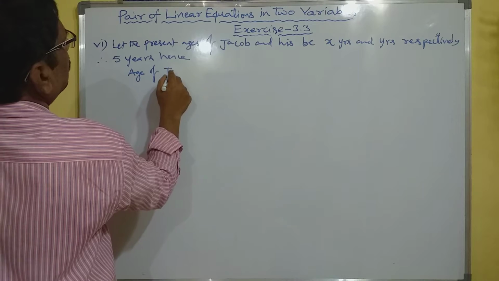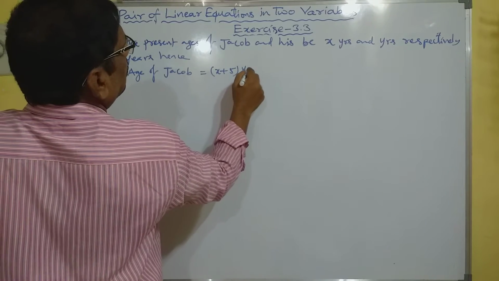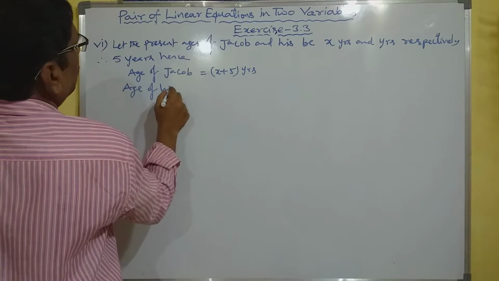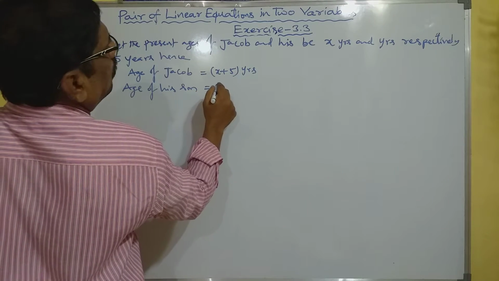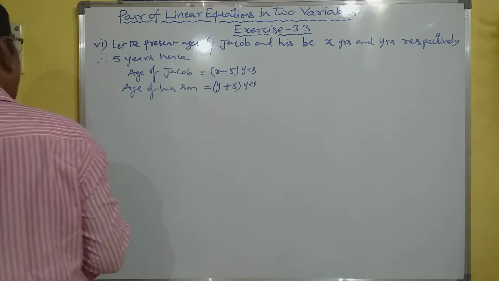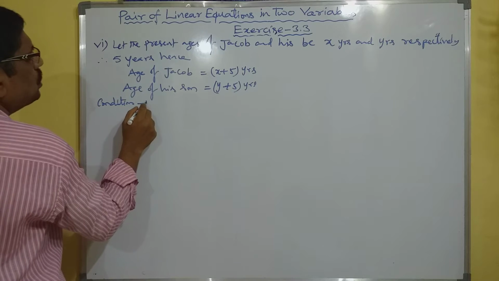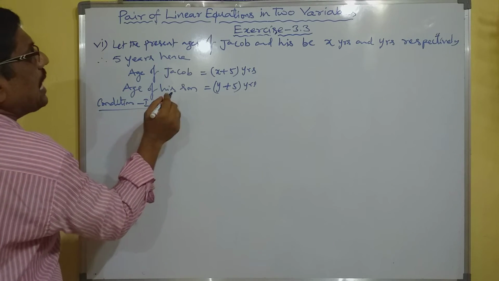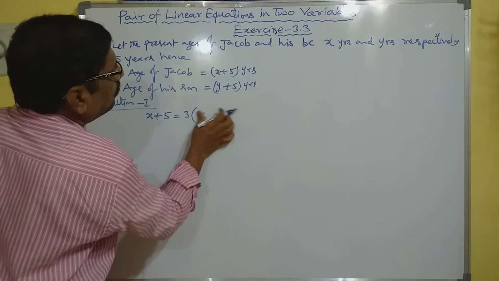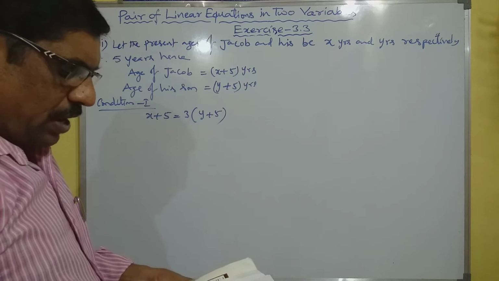Age of Jacob is equal to x plus 5 years and age of his son is equal to y plus 5 years. Now, as per condition 1, what is that? Age of Jacob x plus 5 is equal to 3 times the age of his son, means y plus 5. This is after 5 years.